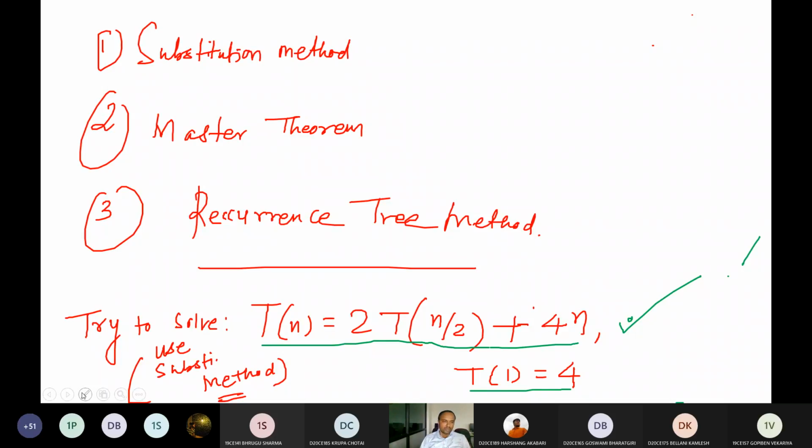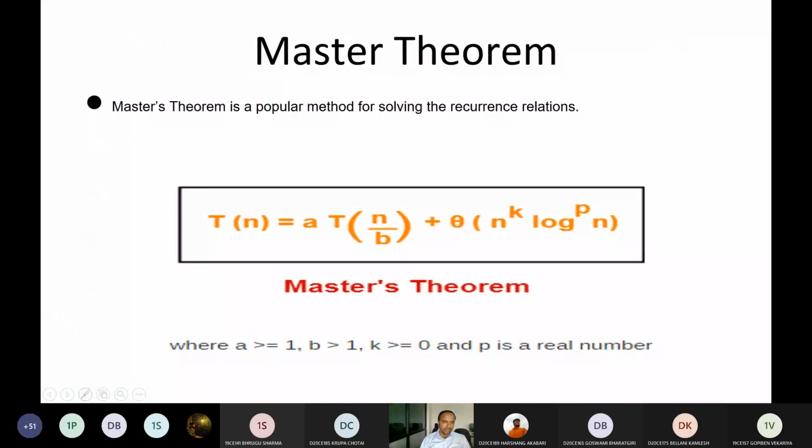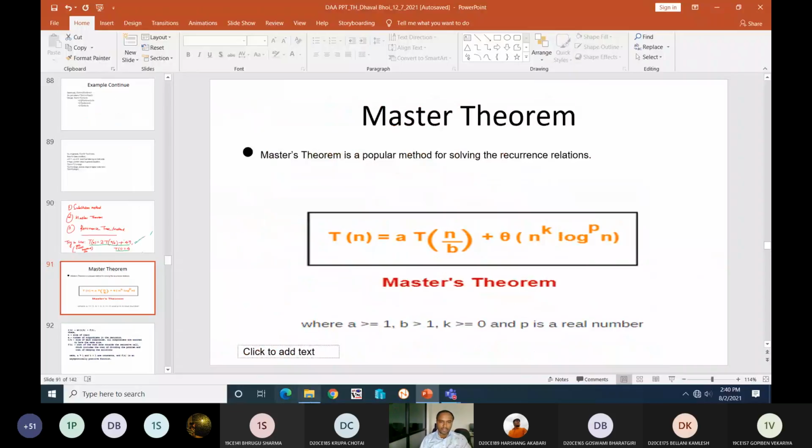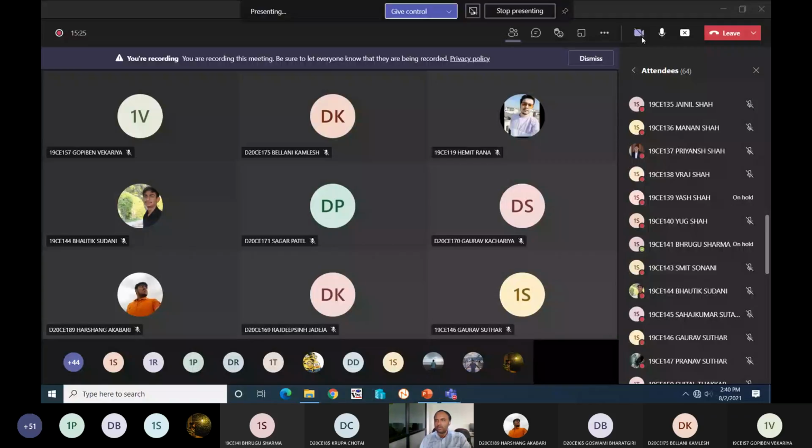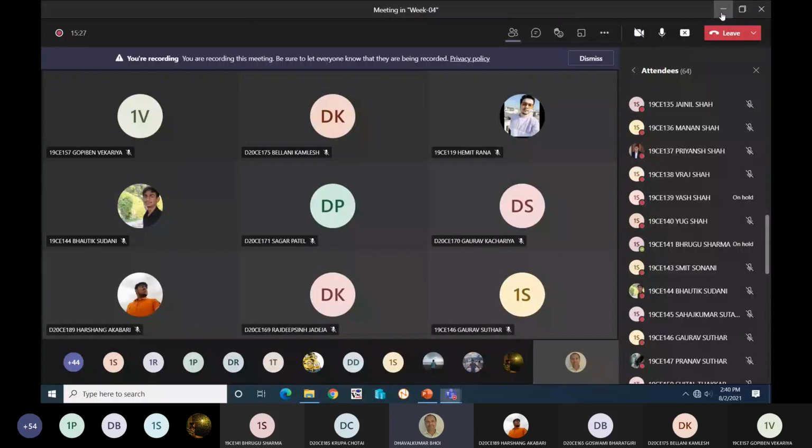Okay, so now let me erase this. I need to take a new slide, just wait. Let me turn off my video also, so that there will not be any issue of bandwidth in between.